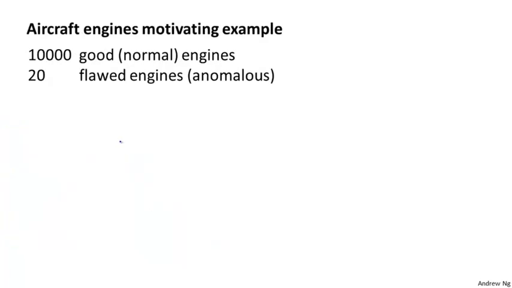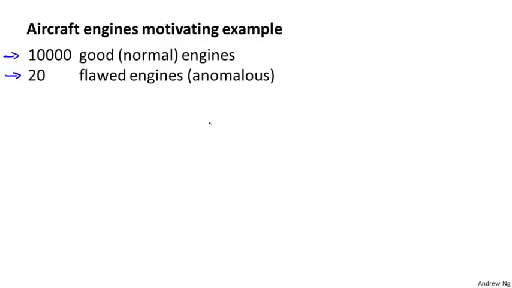So here's a specific example. Let's say that altogether, this is the data that we have. We have manufactured 10,000 examples of engines that, as far as we know, were perfectly normal, perfectly good aircraft engines. And again, it's okay even if a few flawed engines slip into this set of 10,000, but we assume that the vast majority of these 10,000 examples are good, non-anomalous engines. And let's say that historically, in however long we've been running our manufacturing plant, we end up getting 20 flawed or anomalous engines as well.